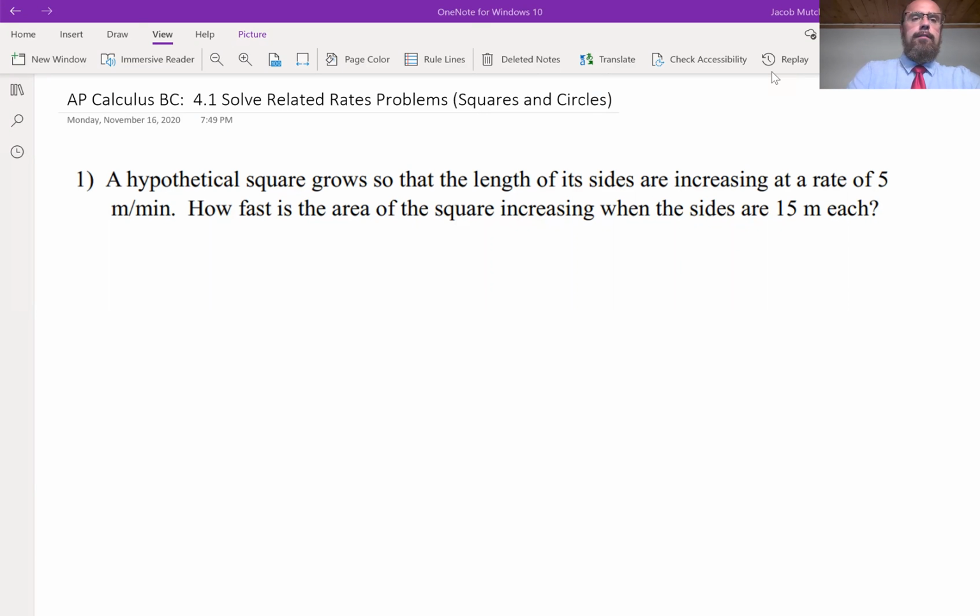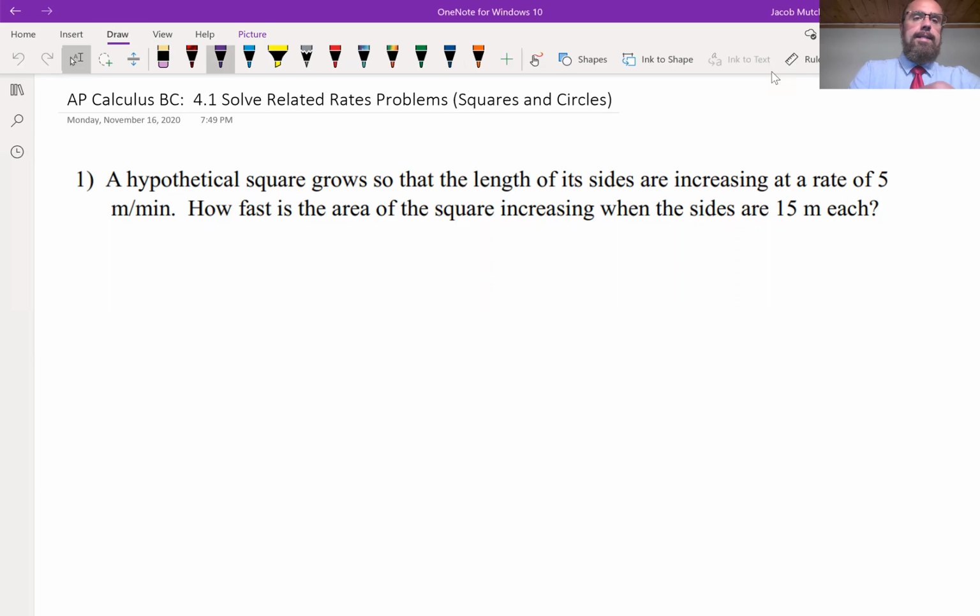I want to start off this related rates problem by identifying the variables that are presented in the problem. So within a square, I can think the dimensions that we're measuring really are the side length. So I'm going to call that L. And another measurement that we're taking here is definitely the area. So that one we'll call A.